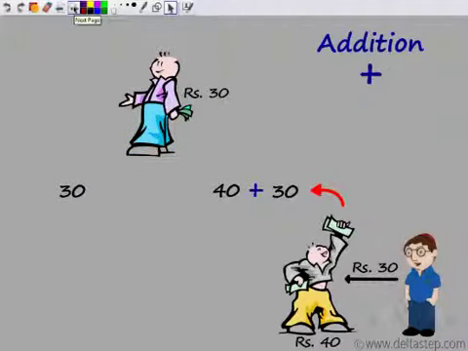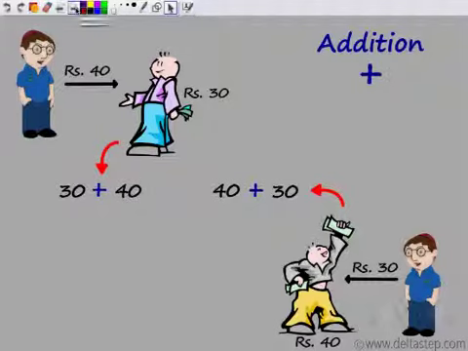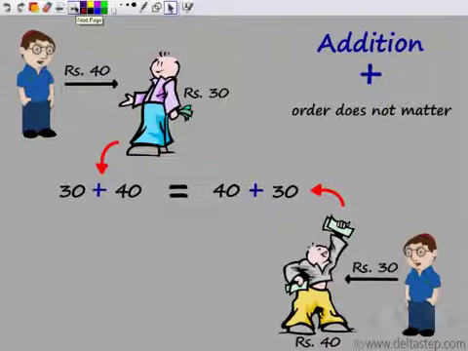Let's say you had 30 rupees and your friend gives you 40. So you would have now 30 plus 40. So in both the situations, you get here 30 plus 40, which is 70, and 40 plus 30, again 70. So you see that in both these situations, you get the same amount. So I can say that 30 plus 40 is same as 40 plus 30.